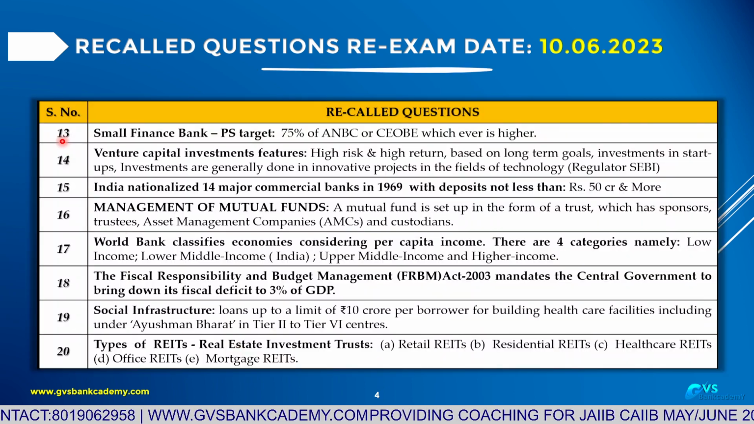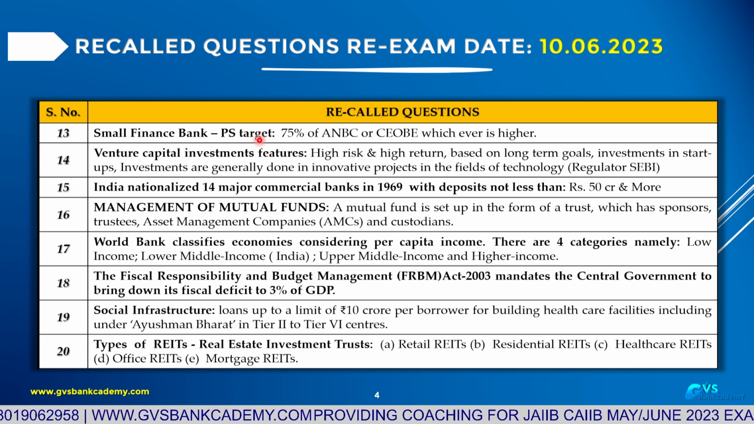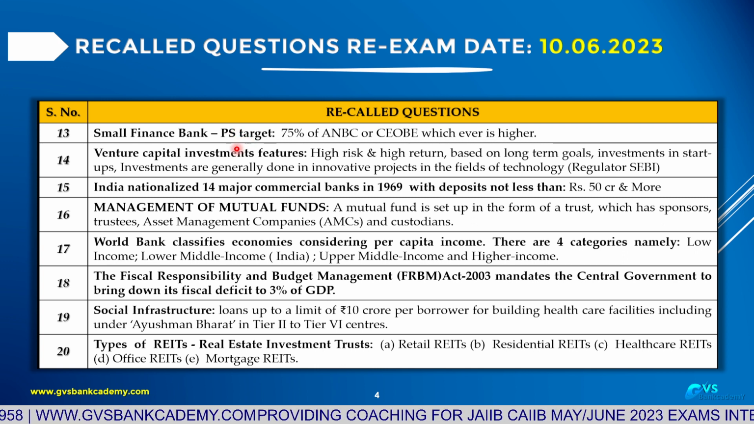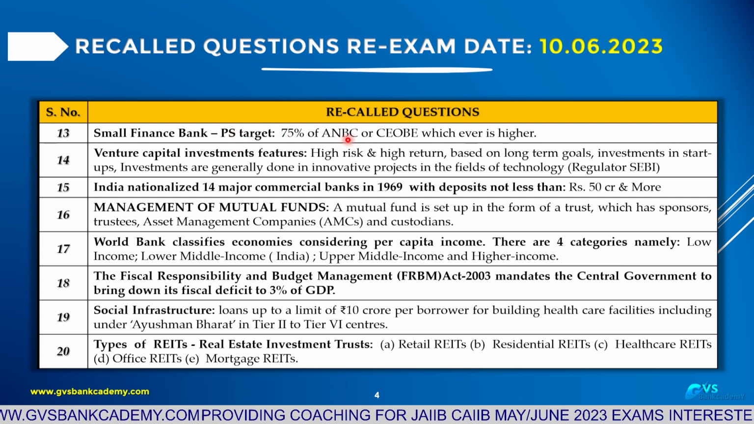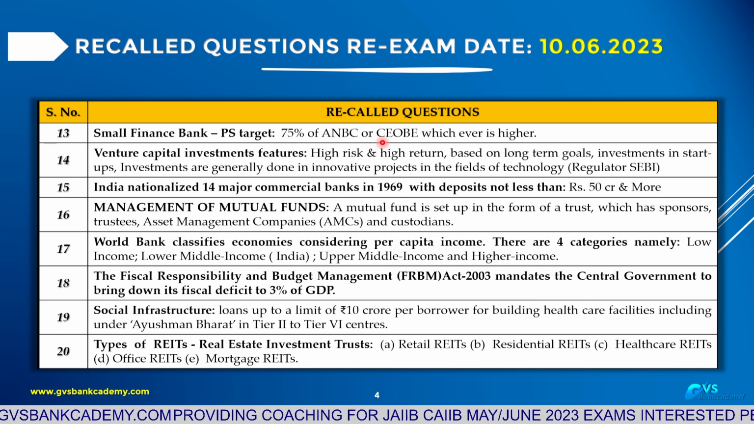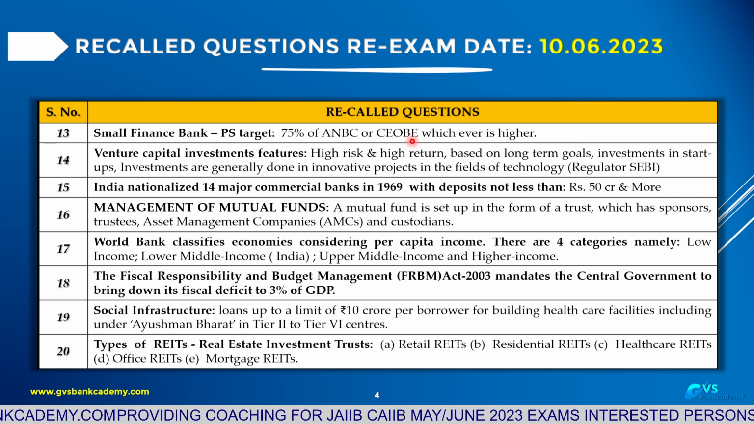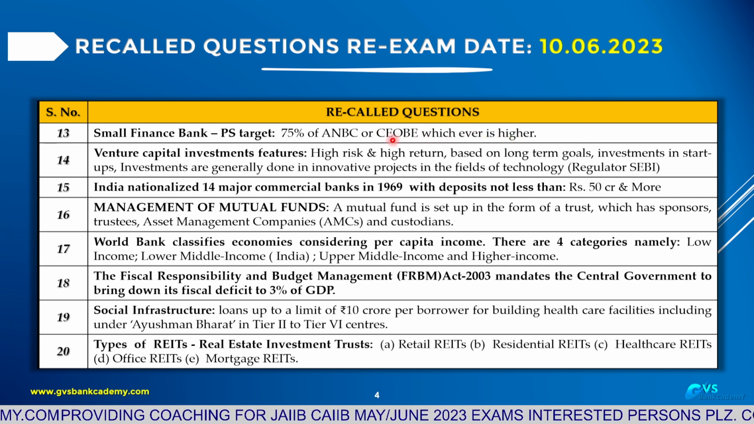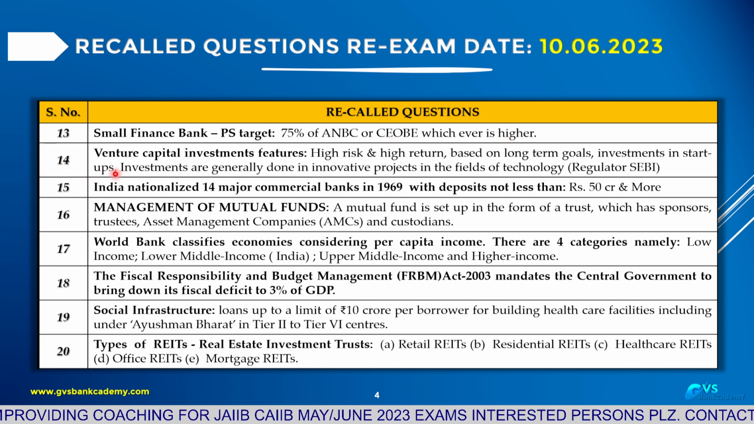Question number 13, small finance bank priority sector targets. For the small finance bank's priority sector target, the total is 75% of adjusted net bank credit or credit equivalent of off-balance sheet exposure, whichever is higher.